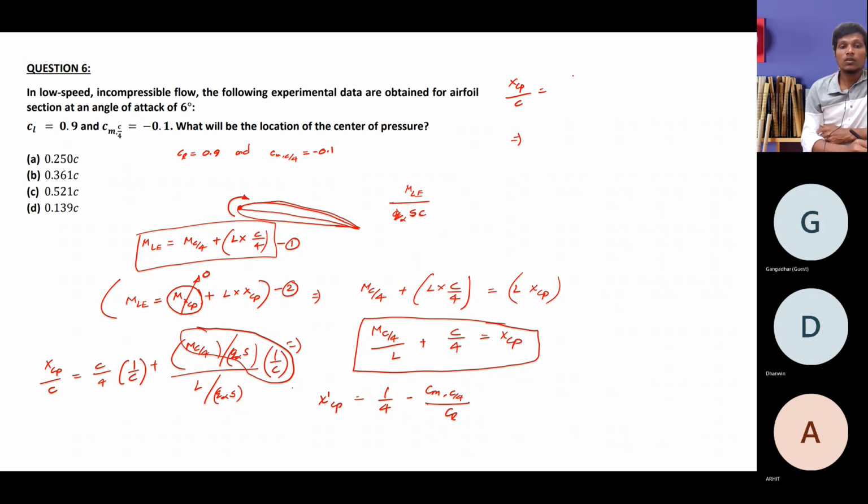Why do we get the minus? From the derivation we took, the moment about the leading edge we wrote directly, started with the plus, but from the sign convention there is something like pitching up and pitching down moments. If we use the proper sign convention from our theory classes, we will get XCP is equal to 1 by 4 minus CMC by 4 by CL. I did not use the actual sign convention, so we need to follow the same convention, then only we will end up with this negative sign.